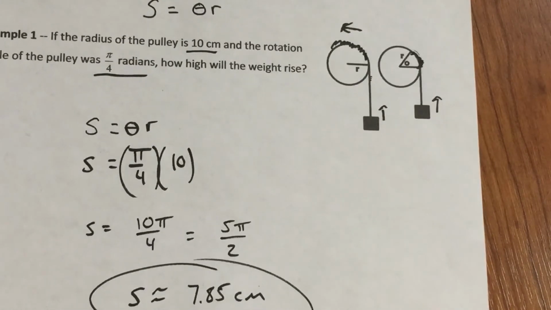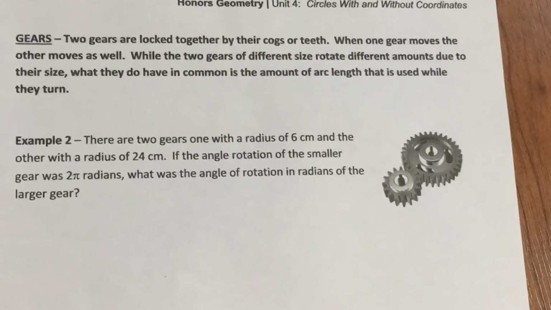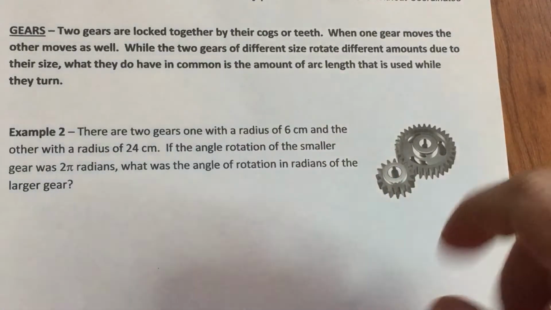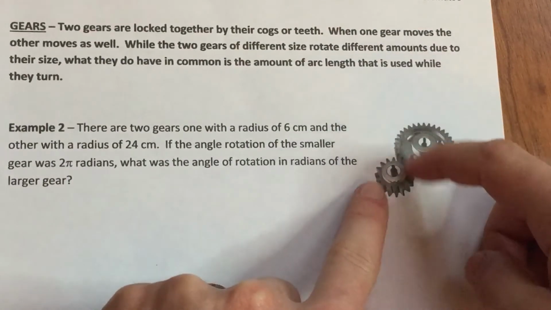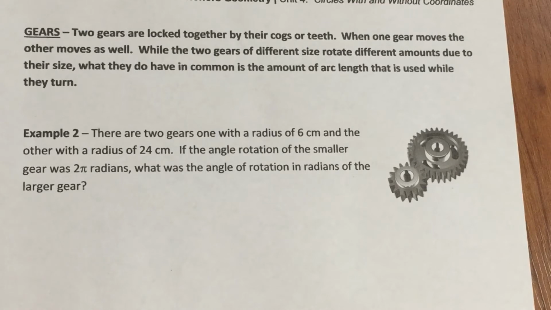In our next example, we have this situation, we have two gears kind of locked together. And as these gears start rotating, they're going to rotate with one another. So we'll read the example. It says two gears are locked together by their cogs or teeth. When one gear moves, the other moves as well.